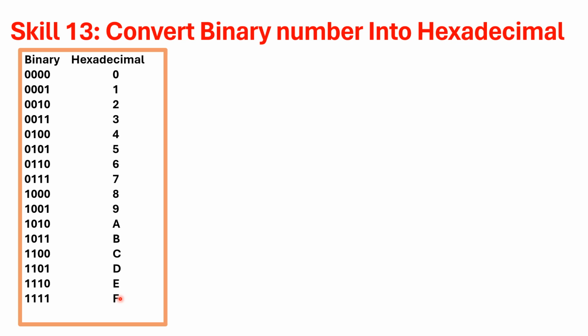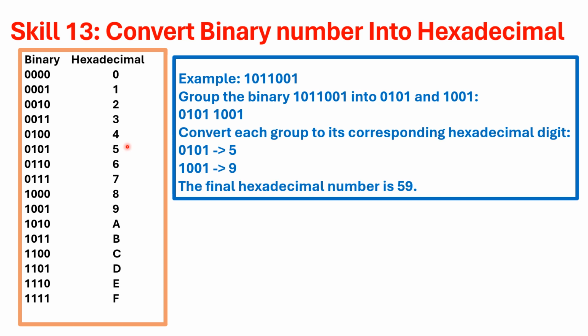We group the binary into groups of 4 bits, and we assign each group of 4 bits its corresponding hexadecimal digit, and the total we consider as a hexadecimal number. For example, we are given the number 1011001. Now this is a binary string. We have to convert it into groups of 4.